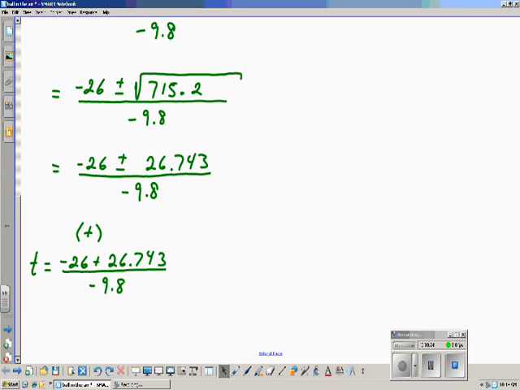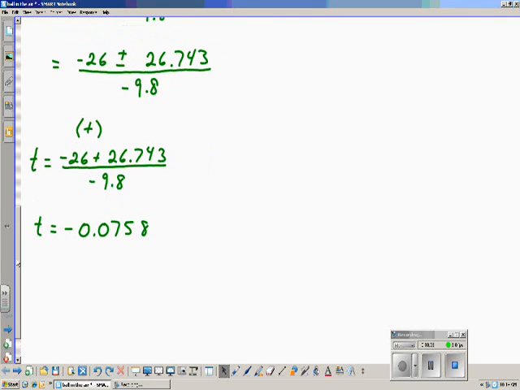So when I use the plus sign, I come up with a time value of negative 0.0758 seconds, and you can round that however you're told to round. So we're rounding to the hundredth. Now I'll explain what this all means in just a second, but let's just go through the math and solve the two pieces. Remember, I'm using the plus and the minus because that was part of the quadratic formula.